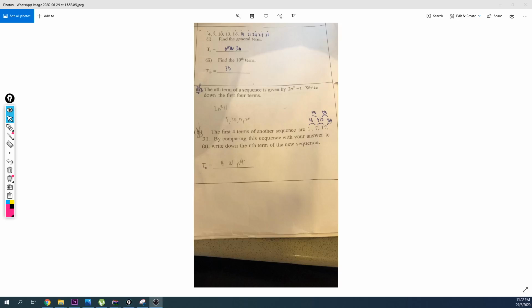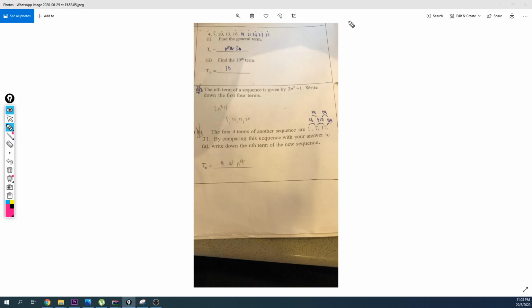So what we can see here for this question that you passed to me today is a number sequence question. For the first part, we are given a sequence 4, 7, 10, 13, 16, and we are asked to find the general term. The general term can be expressed in the form of a plus (n minus 1)d.